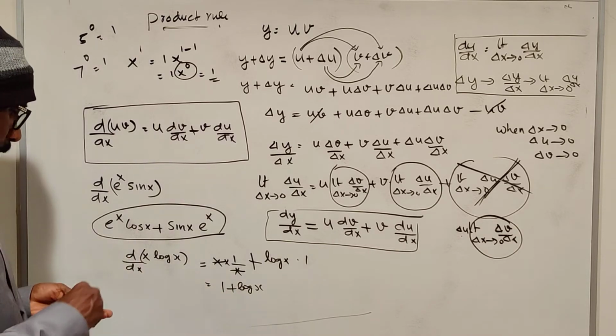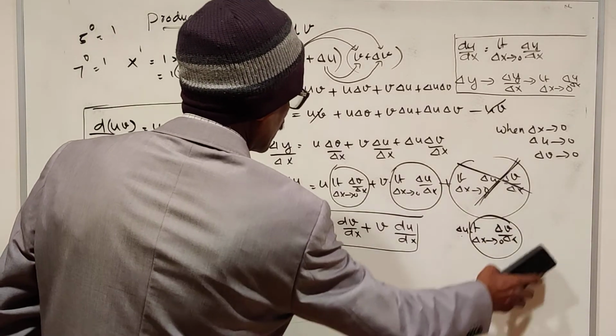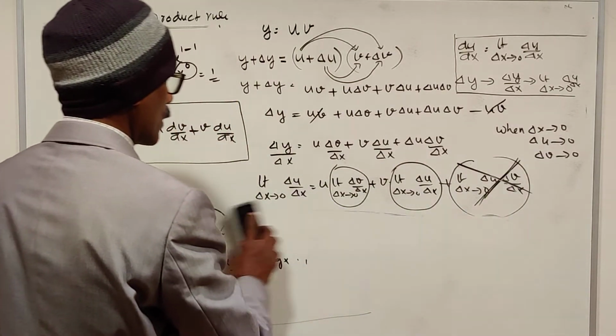So that is the product rule. Next, quotient rule.